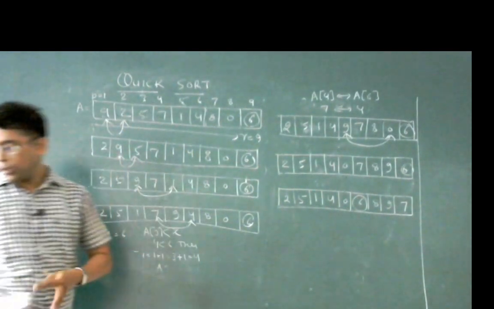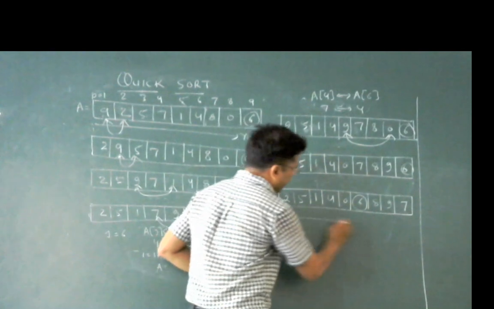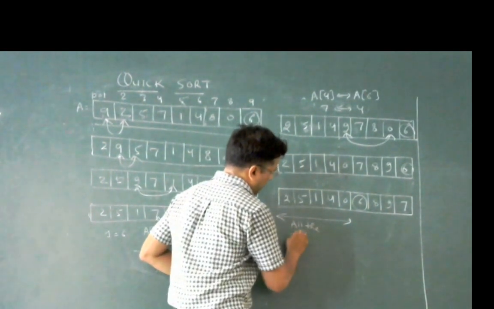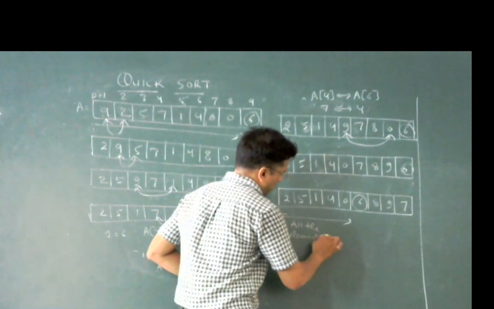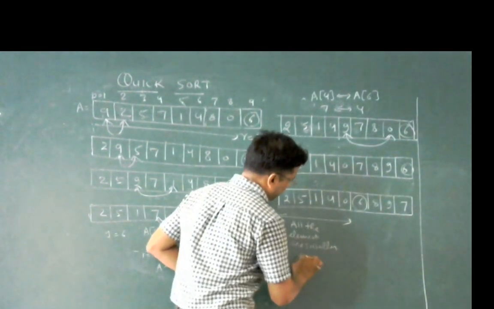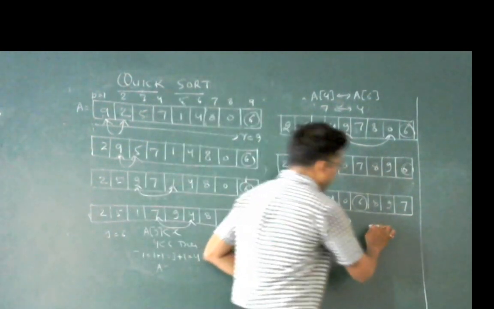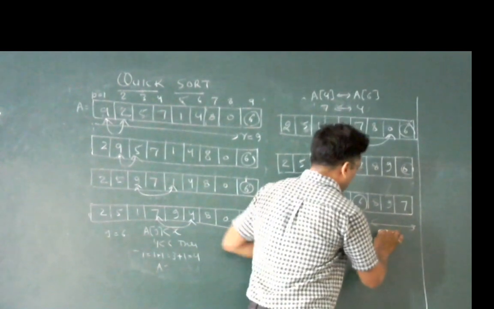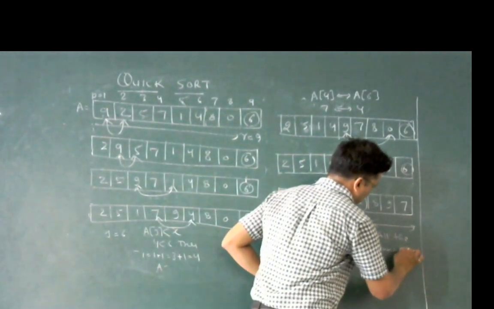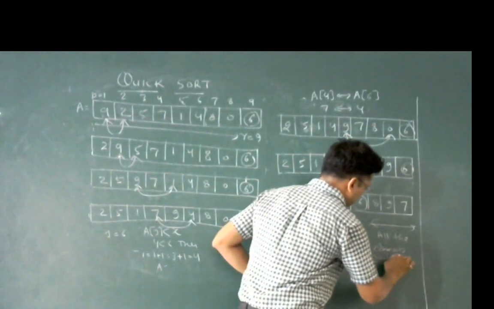So take a look here. On the left hand side, all the elements are smaller than 6, and on the right hand side all the elements are greater than 6.